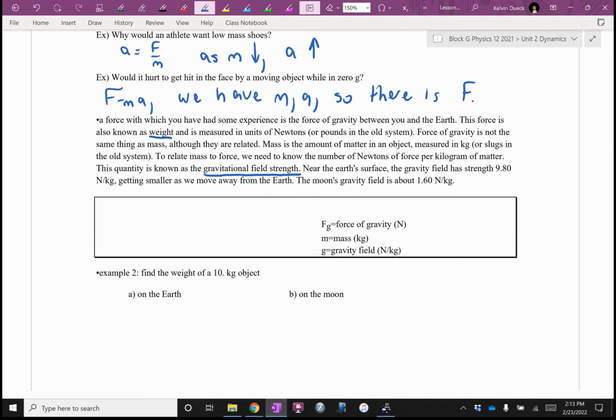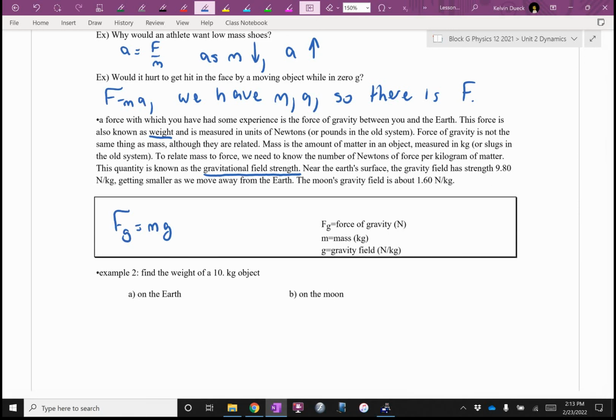But it's also how fast you'll accelerate in a vacuum in that gravitational field strength, because F equals what? ma. If you get the a by itself, you get F over m. So Earth has a gravity field of 9.8. The Moon's is about 1.6. So the force of gravity is mg.